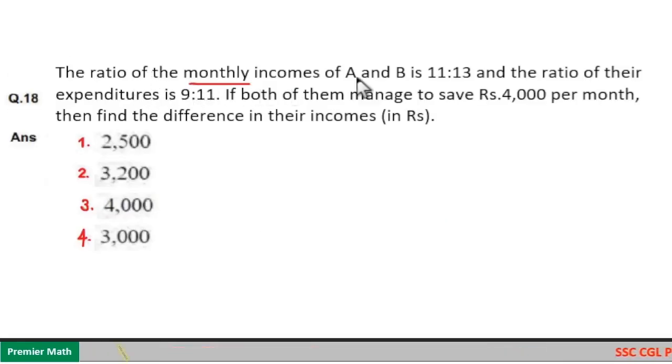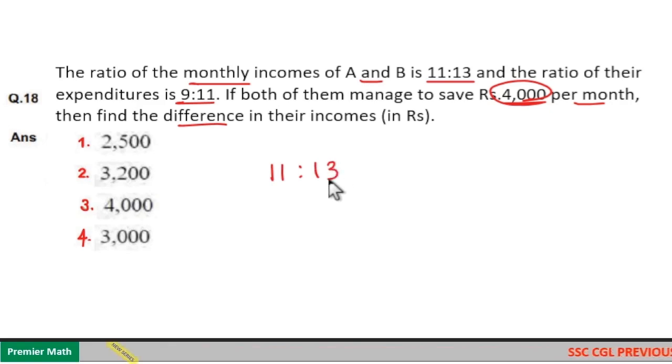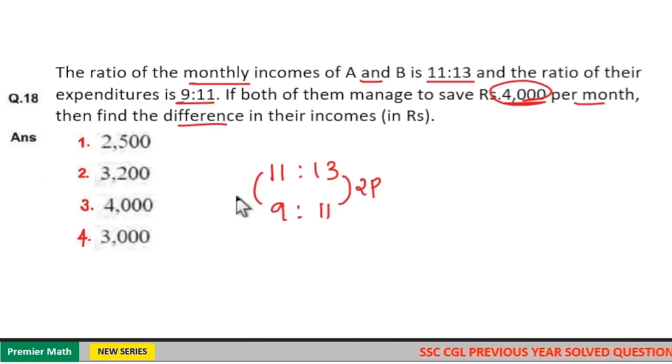Ratio of monthly incomes of A and B is 11:3 and the ratio of their expenditure is 9:11. If both of them manage to save rupees 4,000 per month, find the difference in their incomes. Here monthly income is in the ratio 11:3 and expenditure is in the ratio 9:11. Now you can see here difference between income and expenditure is equal to 2 part. 13 minus 11 is 2 part. 11 minus 9 is also 2 part. And this 2 part is given in the question as 4,000 rupees.